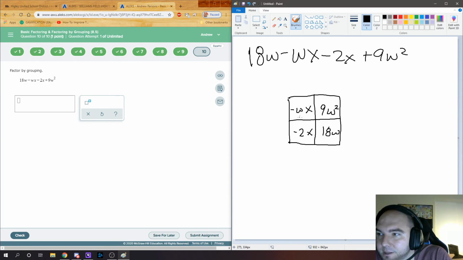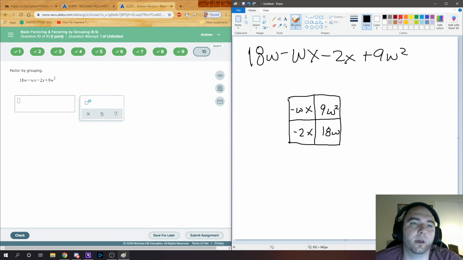Does it have to be in this order? Actually, no. If you'd written 9W in the original corner and then WX, what I'm trying to do is find connections. So W connects to W, and this W connects to that W, and this X connects to this X, and this 2 and the 18 don't have a lot in common, but there's probably going to be a row, maybe 2, that don't have a lot in common. So here I can take out a W, here I can take out a 2, here I can take out a negative X, and here I can take out a 9W.